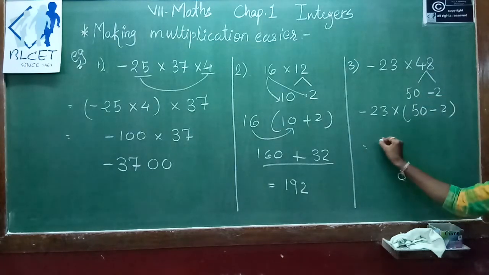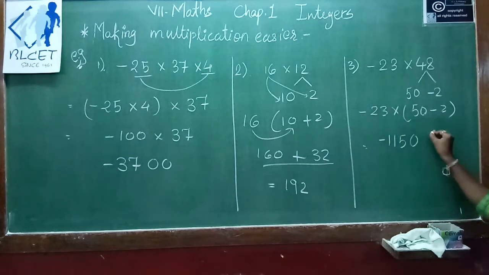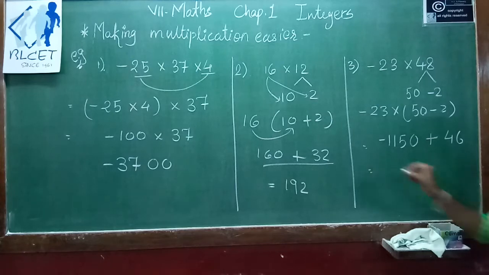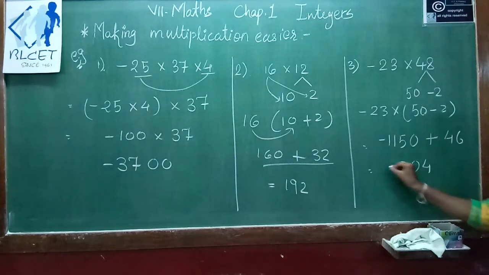So what we can say? This is minus 1150. This minus minus plus 23 times 2 is 46. Now it is very easy to do the calculation. 10 minus 6 is 4. 4 minus 4 is 0. 1 minus 1. So your answer is minus 1104.